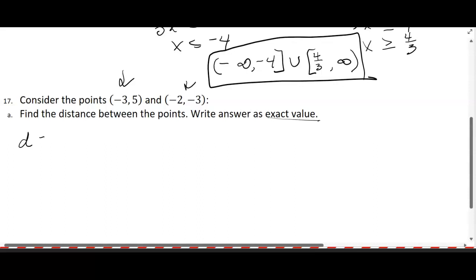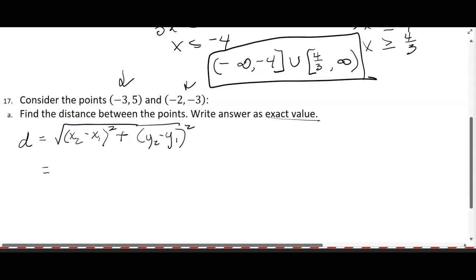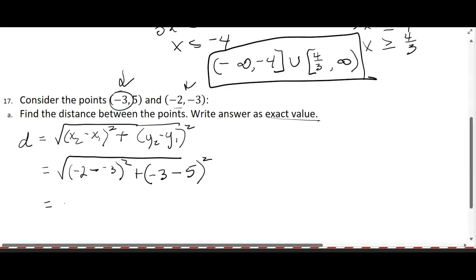Okay, so the distance is equal to the square root of x sub 2 minus x sub 1 squared plus y sub 2 minus y sub 1 squared. And this comes from the Pythagorean theorem, if you were to draw a triangle with the points. So x sub 2 is going to be -2 minus -3. Then we want to square that. And then y sub 2, which is -3 minus 5, and we want to square that.